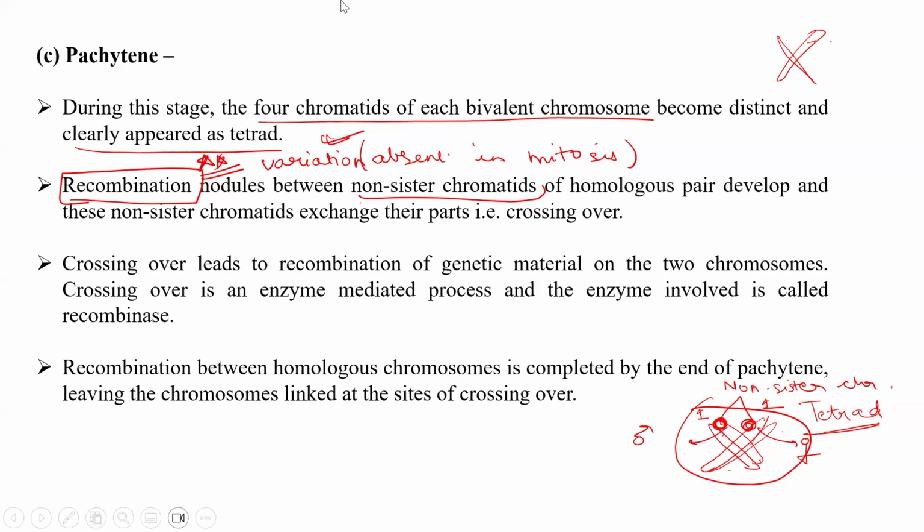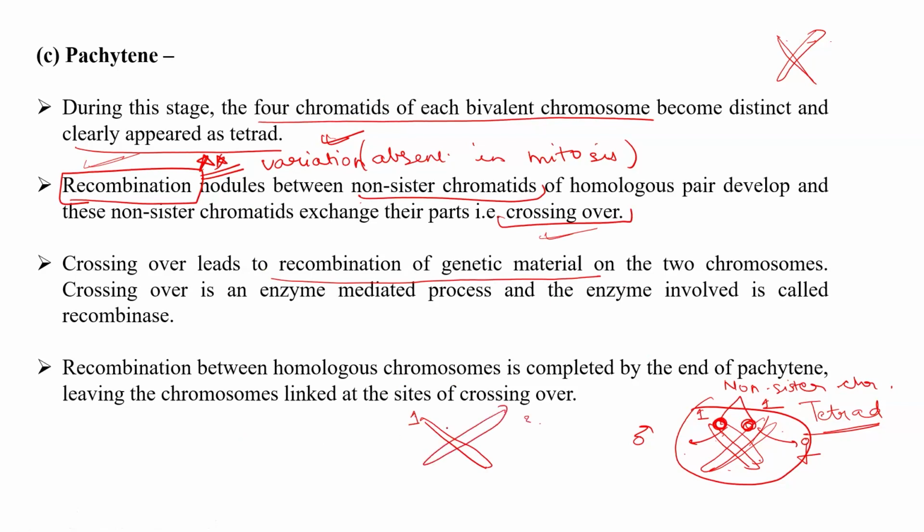So the recombination nodule is formed between the non-sister chromatids of the homologous pair developed, and these non-sister chromatids exchange their parts, that is the crossing over. So these non-sister chromatids exchange their genetic material, which is known as crossing over, and the process is known as recombination. Crossing over leads to recombination of genetic material. So the genetic material of this one DNA was, so if I have to tell you, suppose this is the one non-sister chromatid and this is the other non-sister chromatid.